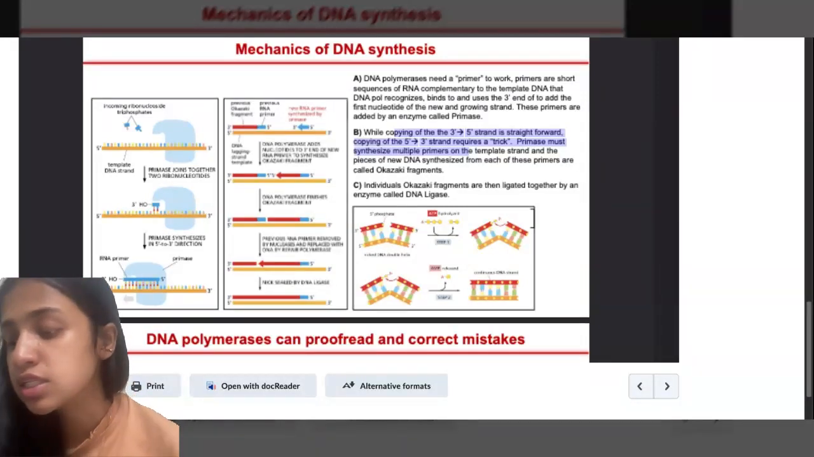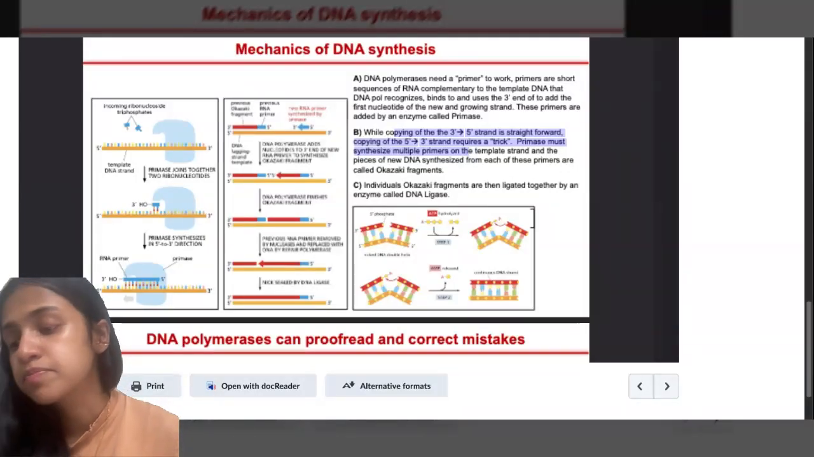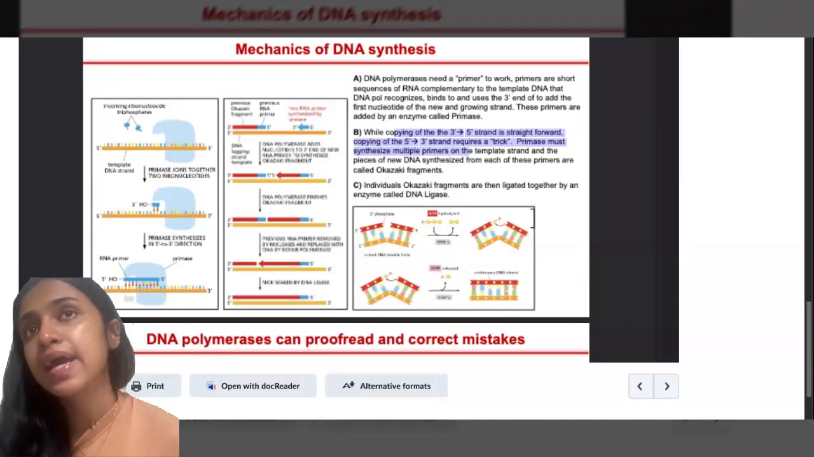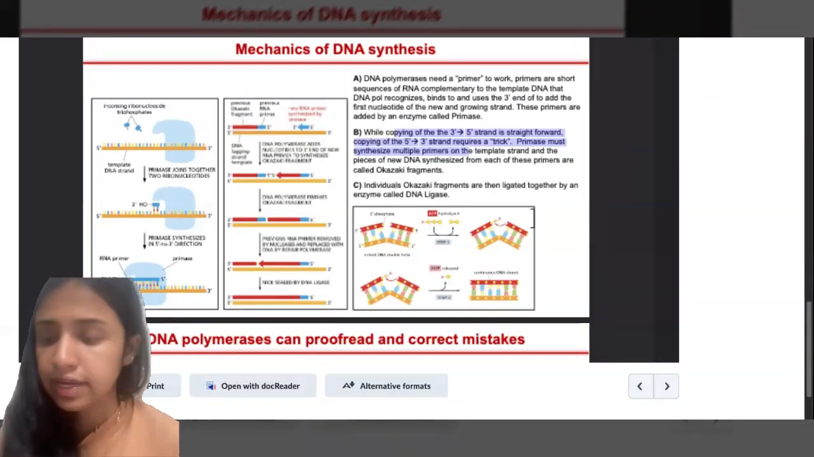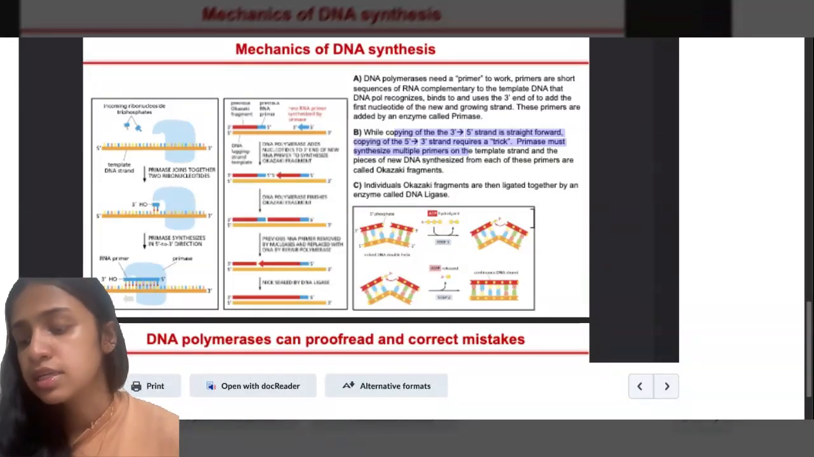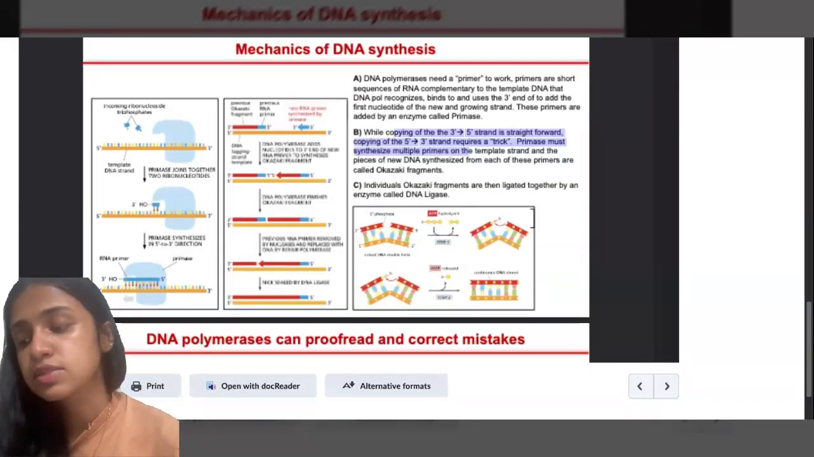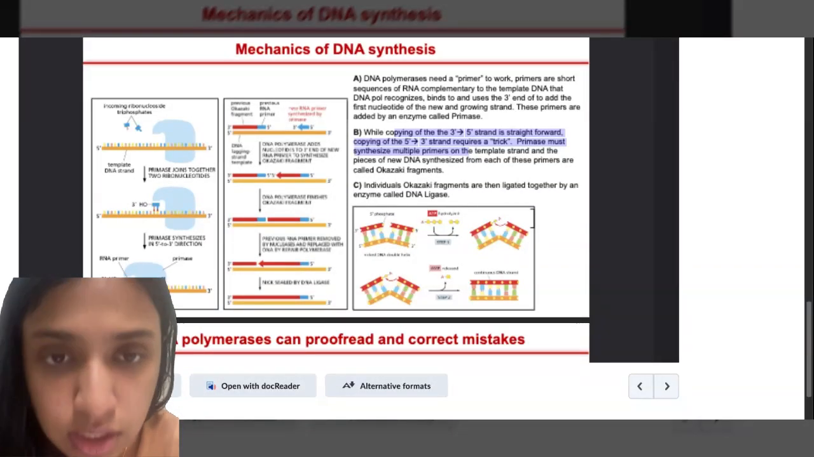Leading strand: one strand is easy. DNA polymerase follows helicase constantly. Only one primer is needed. Continuous synthesis. However, lagging is discontinuous because it's lagging, right? This strand runs in the opposite direction. DNA polymerase must still work 5' to 3', but it copies little pieces. It needs many RNA primers and many short DNA fragments. These pieces are called Okazaki fragments. Leading is continuous, lagging is discontinuous.